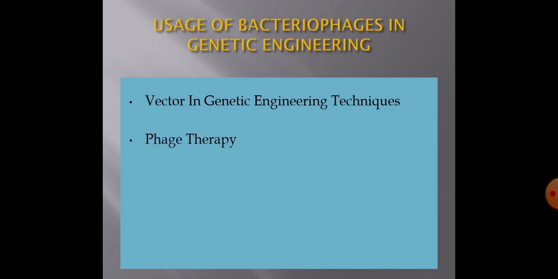Next point is phage therapy. Phage therapy is another important usage of bacteriophages. It is the application of genetically engineered phages that can kill pathogenic bacteria. Phage therapy has advantages over conventional antibiotic therapy. Antibiotics are least selective. So they do not destroy selective bacteria, but they may damage your good bacteria also, which constitute your normal bacterial flora.